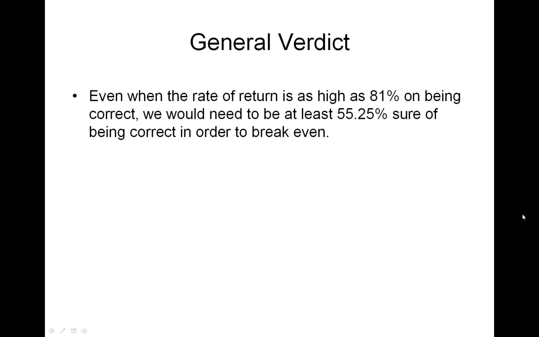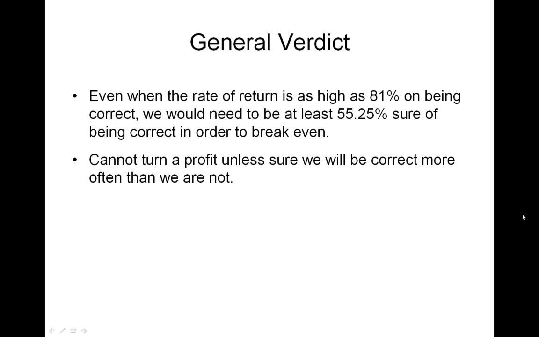So what's the general verdict in such a situation? Even when the rate of return is high, and 81% is pretty high, we would still need to be sure that we're correct at least 55.25% of the time just in order to break even. We cannot turn a profit unless we're sure that we will be correct more often than we're not, and not just more often, but more than 55.25% of the time. We have to be sure that we're right. When we call, the value actually needs to be higher, and when we put, the value actually needs to be lower.